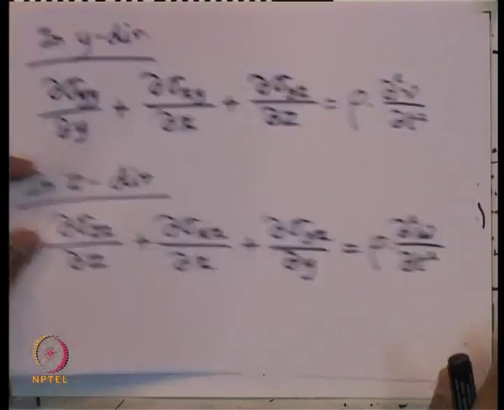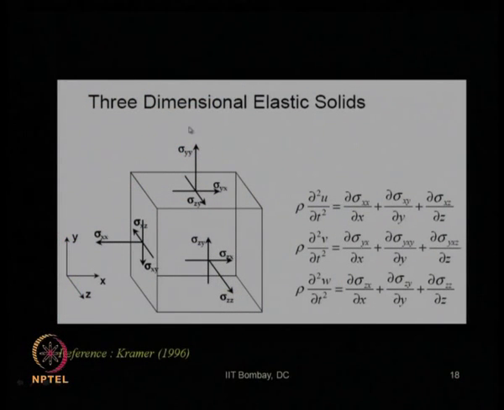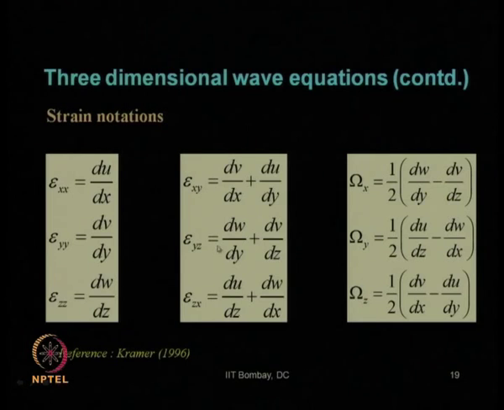So, these are the three governing equations of motion which we get after solving this three dimensional wave equation in the solid, which is shown over here. You can see in this slide, the three dimensional elastic solid, which we have derived now. So, this is the final derived equation as I have just mentioned. Now, using the strain notations, the normal strains in the x, y and z directions are epsilon xx is del u by del x, epsilon yy is del v by del y, epsilon zz is del w by del z. These are the normal strains.